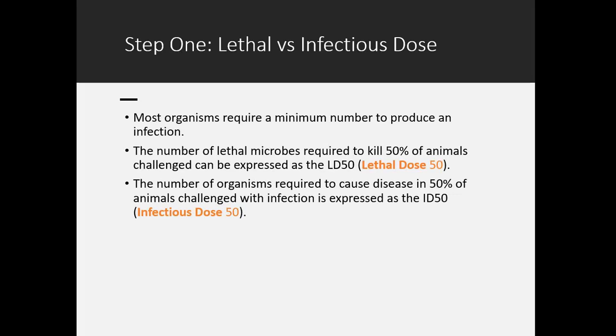So in step 1, to recap, the microbe has to enter the body through a preferred portal, and it has to have enough microbes enter in order to be able to progress all the way through the pathogenic stages.